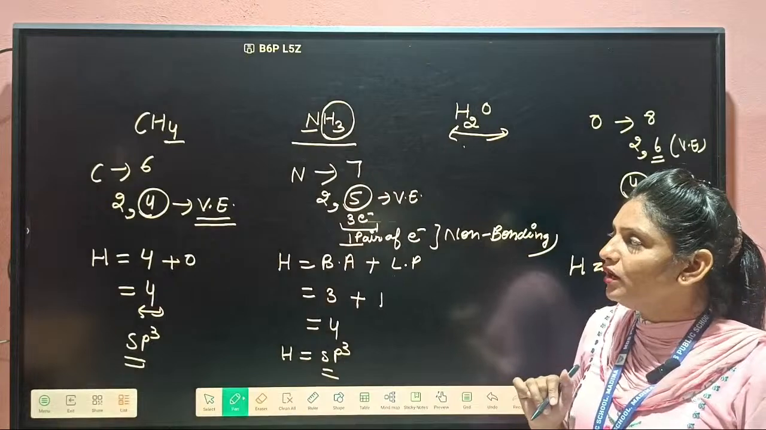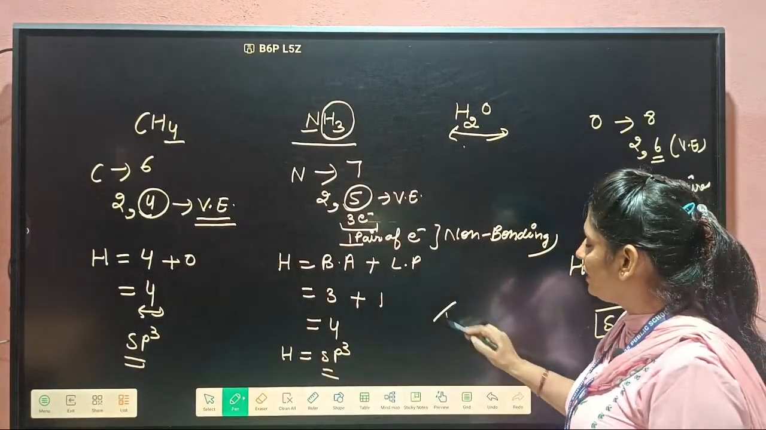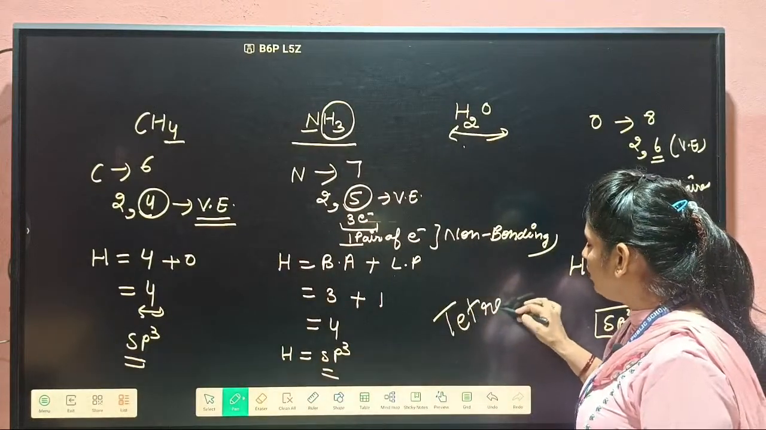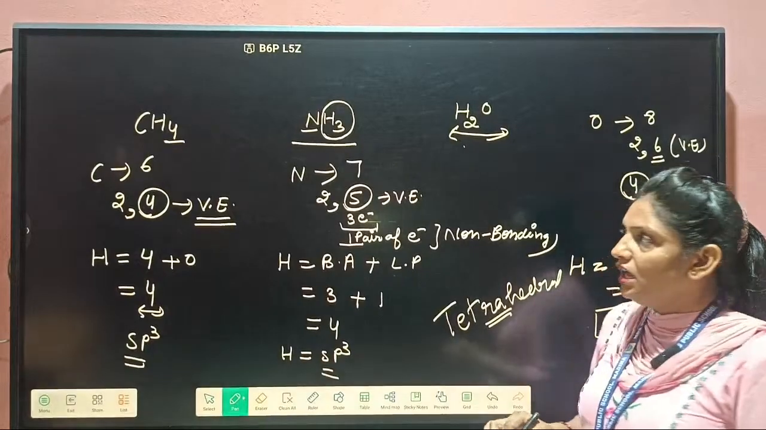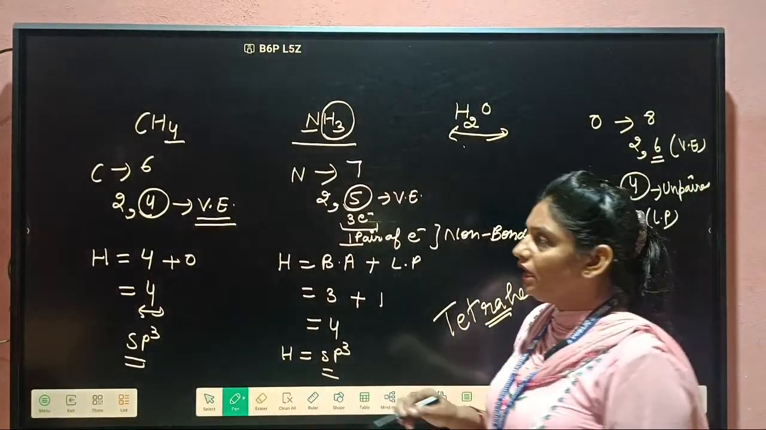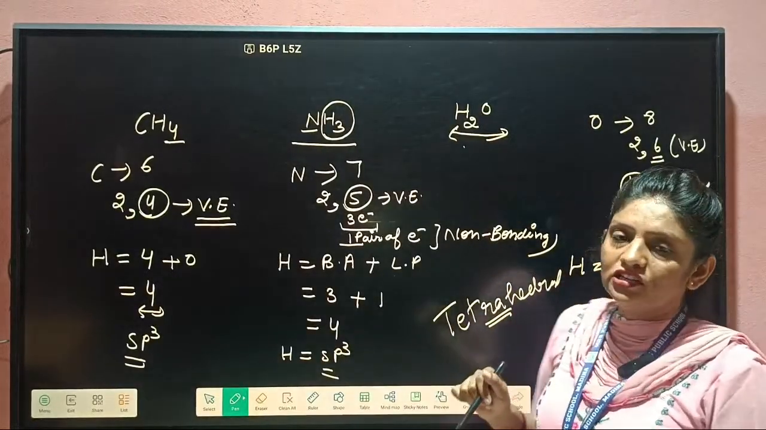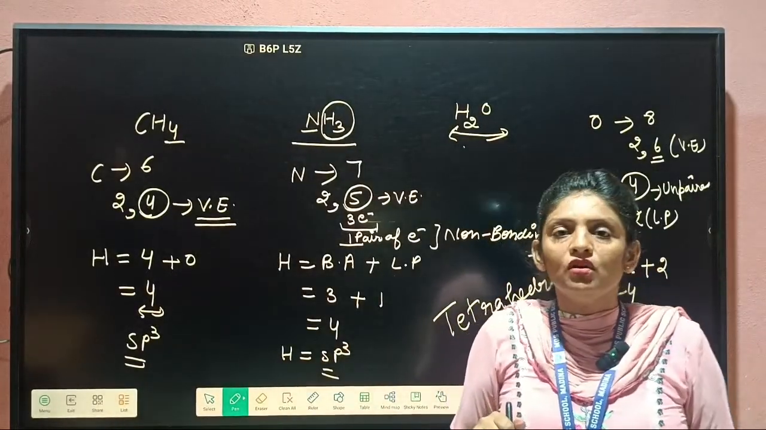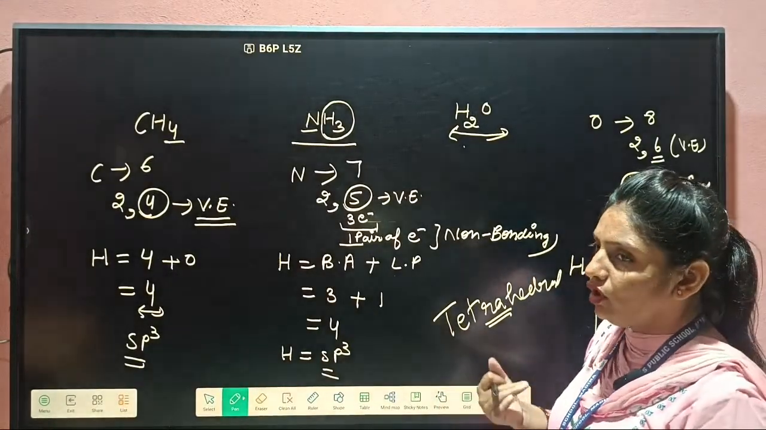So if I talk about the geometry for sp3, it will be tetrahedral. We already discussed that. But students, here CH4, NH3 and H2O all have different shapes. Why? Due to the presence of lone pairs.